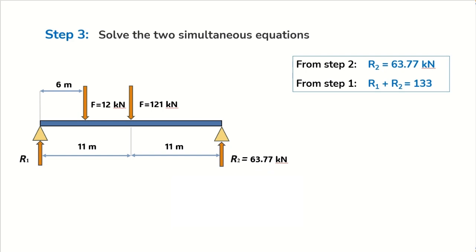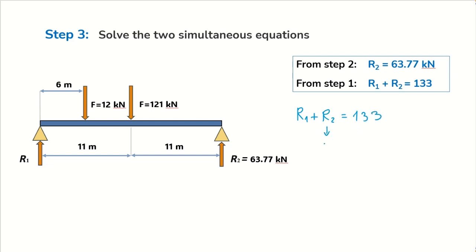But just to have a little more practice, I am going to calculate the reaction force at the left end as well. These are the two results that we got on steps 1 and 2 that we are going to need now to calculate R1. In step 1, we got this equation. R1 plus R2 equal 133.